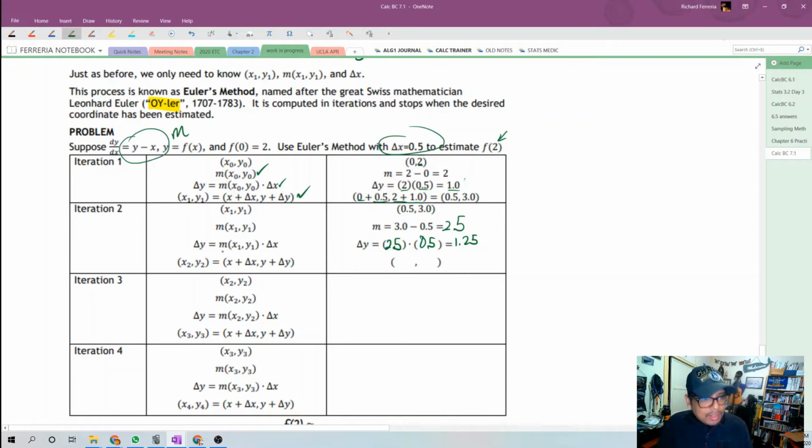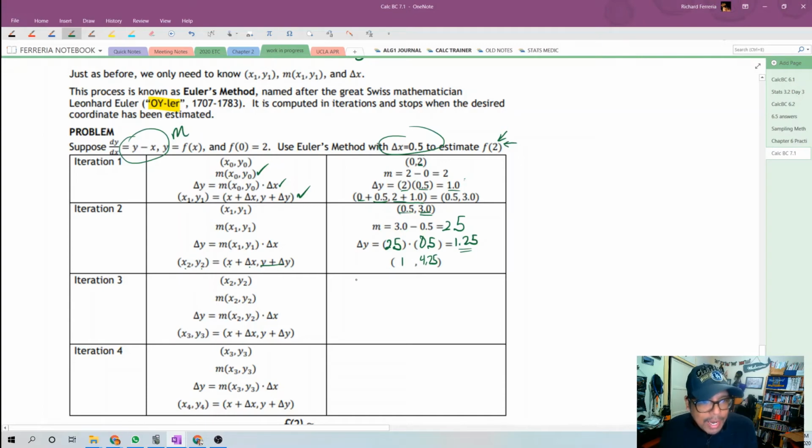Okay, here's our notation. Next, x2, y2 is going to be x plus delta x. So 0.5 plus 0.5, which is 1. And then y plus delta y, which is 3 plus 1.25. That is 4.25. Okay, so that's our second iteration. Are we there yet? No. We need to stop when the x coordinate is 2.